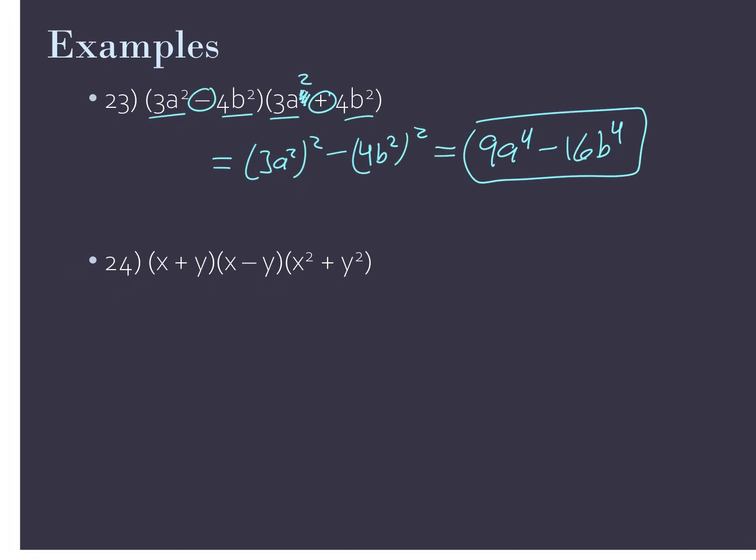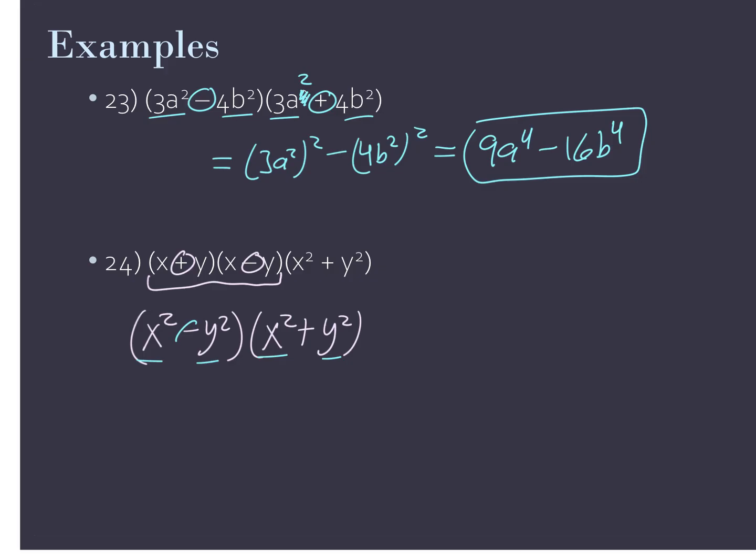All right, number 24. All right, take it piece by piece. If you look at these first two, one has a plus, one has a minus. They're the exact same term, so I can square the first minus square the second. And then when I bring down the next factor, we see that it's the exact same thing. X squared, y squared, one has a minus, one has a plus. This is another special product. So this is going to be an x squared minus y squared. So it's going to be an x to the fourth minus y to the fourth, and that's your final answer.